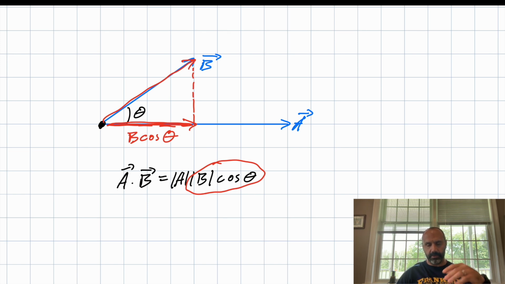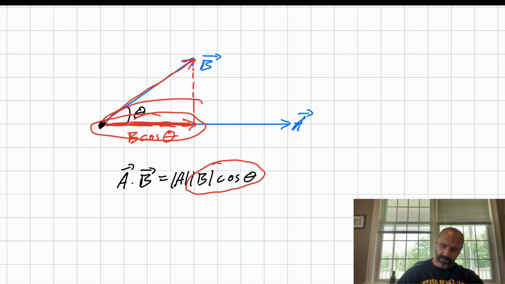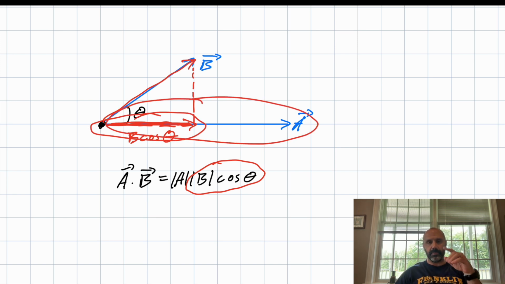And you could do this the other way too. It's just that right now it's easier to project B onto A. But imagine a spotlight directly above B shining down on it, and it's creating B cosine theta. So we're multiplying this magnitude with this magnitude. Realize too, this is important, that the result that we get is not a vector. It's a scalar. So the dot product is sometimes called the scalar product because it's not giving us a new vector. When we get that number, it's just that new number, and that's it.